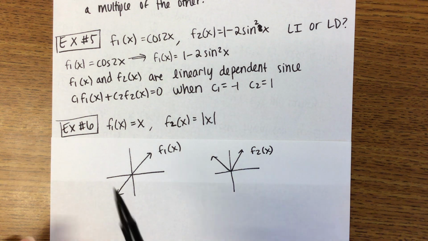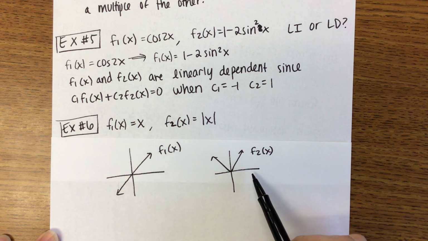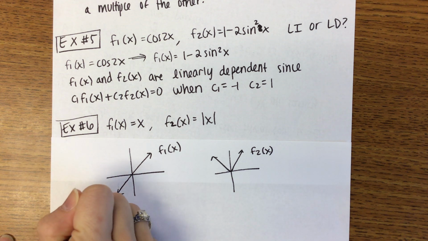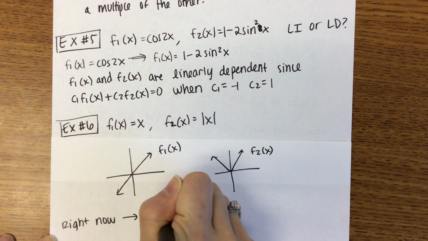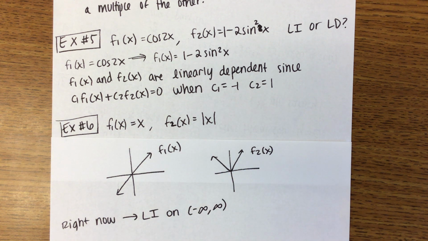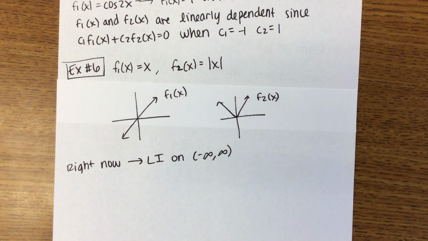Okay, is there anything that you're going to multiply this line by? Any way that you're going to transform it to get a v? No, definitely not. So right now, we can say that the two functions are linearly independent on the interval -∞ to infinity. So if we look at all real values of x, our two functions are going to be linearly independent.